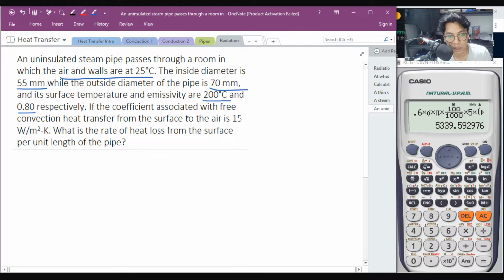If the coefficient associated with free convection, so you have number 1, convective heat transfer, number 2, radiative heat transfer, so dalawang mode of heat transfer, from the surface to the air is 15 watt per meter square degree Kelvin. So ang binigay sa'yo dito is the convective heat transfer coefficient. Okay? So h yun. Binigay ito, 15. What is the rate of heat loss from the surface per unit length of the pipe?